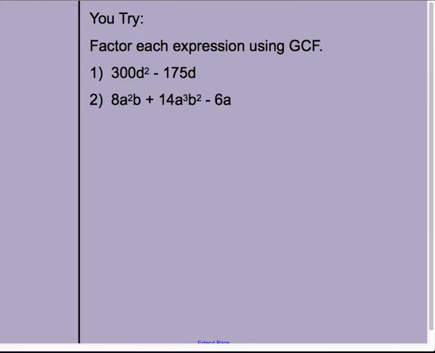And the last piece is the U-tries. So again, make sure that you have these done when you walk in the door tomorrow so you can discuss them with your group mates.